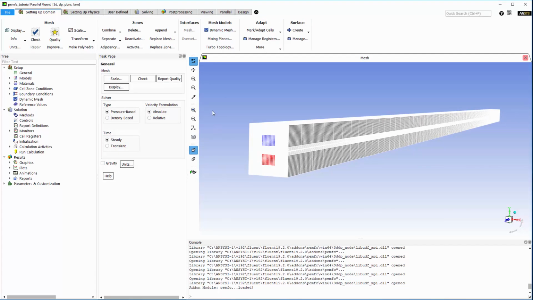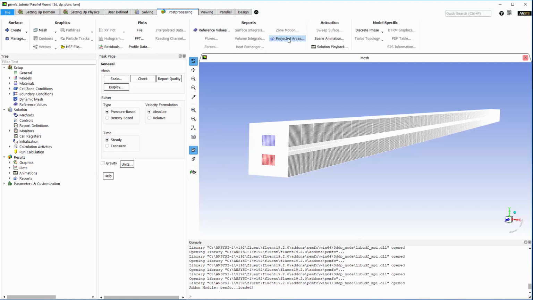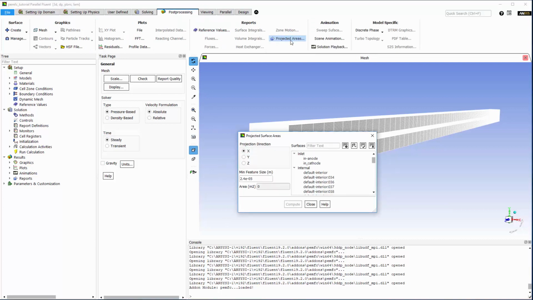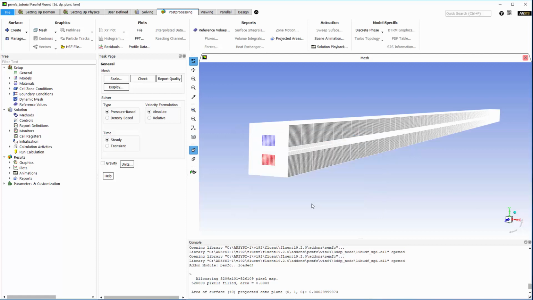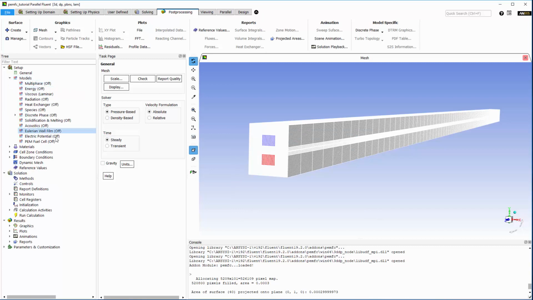Before I can set up the simulation, I need to compute the surface area of the membrane. I'll select projected areas in the report section of the Post-Processing tab. The area of interest is equivalent to the cathode terminal surface area. This value will be used later. Now I can open the PEMFC model interface and set up the physics for this simulation.